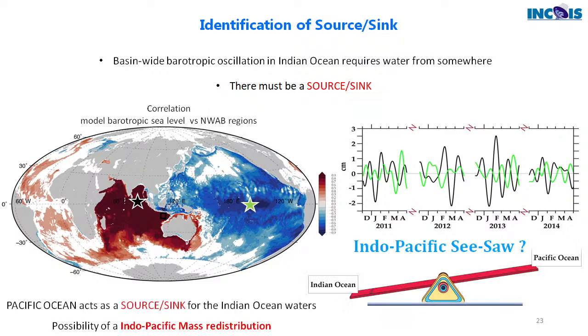So, is there an Indo-Pacific seesaw? That means there is a seesaw happening in the Indian Ocean on the intraseasonal time scale. If there is, then a large scale Indo-Pacific mass redistribution is happening. Redistribution means the mass of water comes from the Pacific Ocean to the Indian Ocean when the Indian Ocean wants water, and the other way around, the Indian Ocean drains water to the Pacific Ocean, causing the other oscillation to happen. We are working on it right now, and we find that this is really happening in the global ocean.